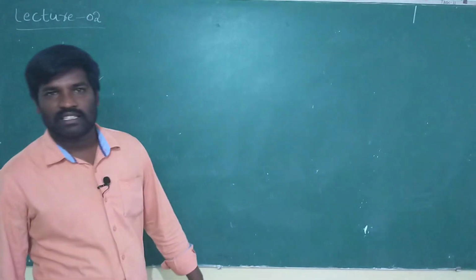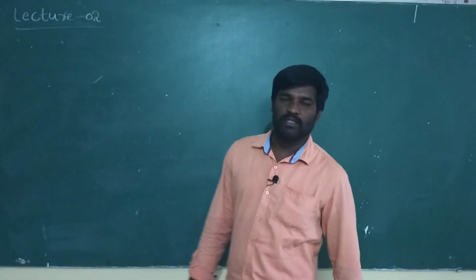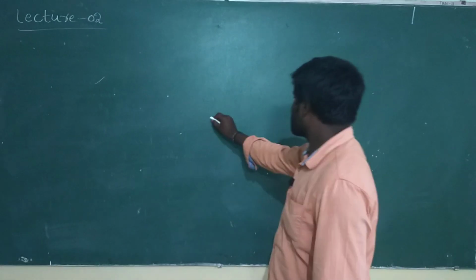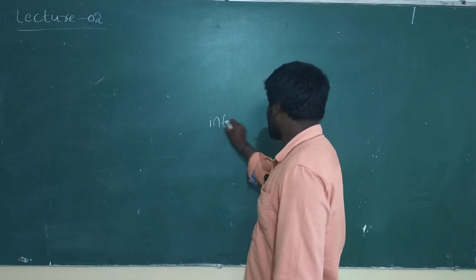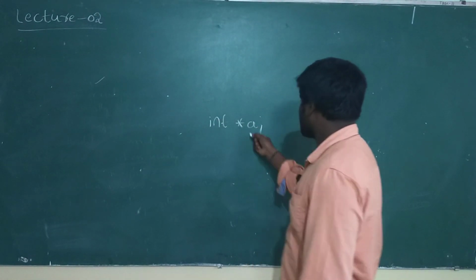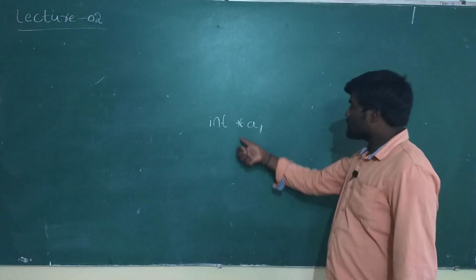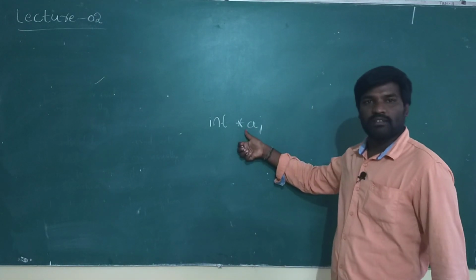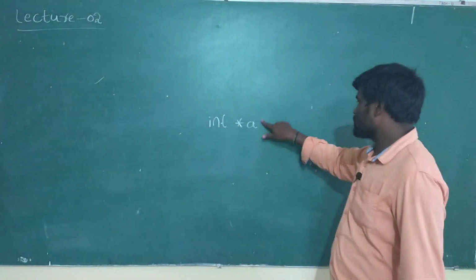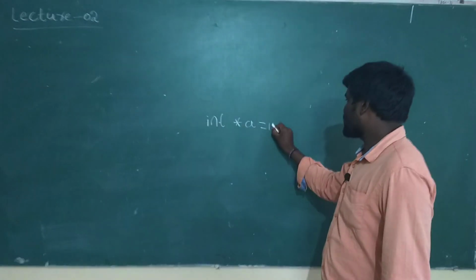Dear students, in the last class we discussed pointers. So here a pointer is a variable which holds the address of another variable. For example, here int *a is there. Here the star indicates the pointer variable. So directly we cannot initialize the pointer variable.